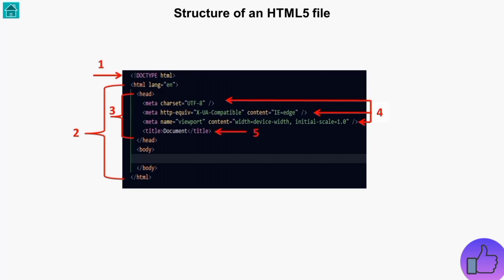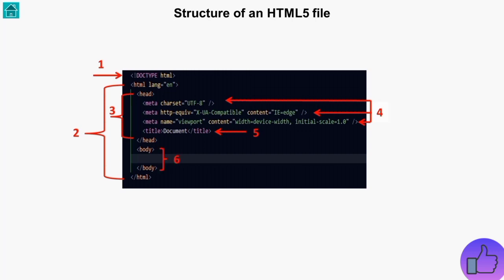Next, we have the title tags. Title tags are used to name the documents. When you open a new tab, there will be a name of that website or document, and that is actually the title tag. Next, we have the body.